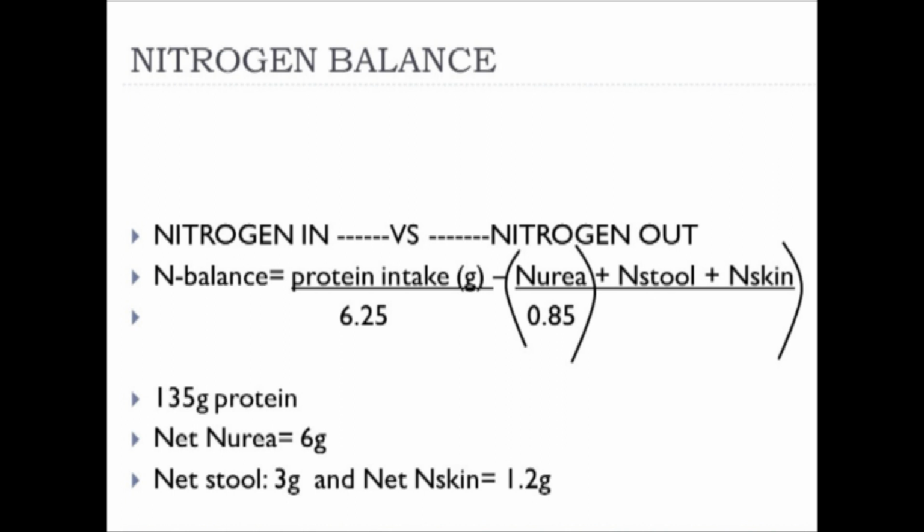So if we follow this particular problem of 135 grams of protein consumed, a net nitrogen urea of 6 grams, a net stool of 3 grams, and a net skin nitrogen excretion of 1.2 grams, we can determine whether or not the individual is in positive nitrogen balance or in negative nitrogen balance.